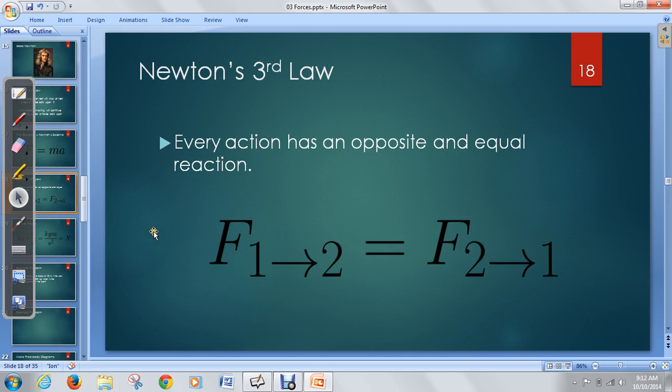But then the last law is Newton's third law, which is every action has an opposite and equal reaction. So if I apply a force on one object, that object is going to apply the same force back. If I push down on the floor, it's going to push up on me. The force that 1 pushes on 2 is the same as 2 pushes on 1. So you can't have a force by itself. It always comes in pairs in an opposite and equal direction. All right, let's keep going. We can get through this.